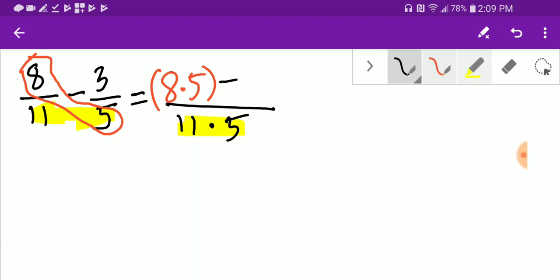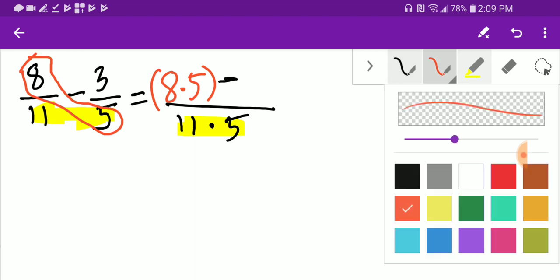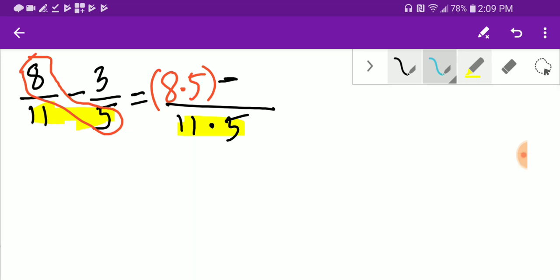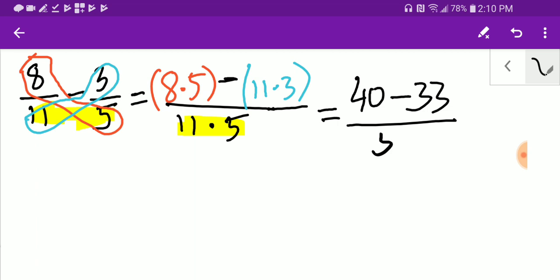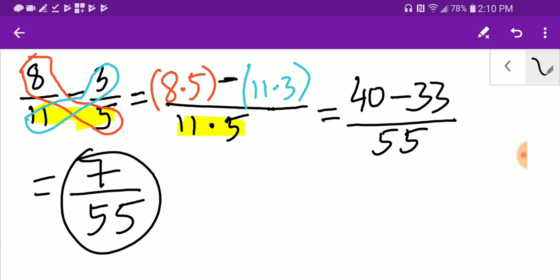Then we have minus. And finally, we're going to multiply 11 in the bottom with 3 on the top. So minus 11 times 3. And let's finish. 8 times 5 equals 40. Minus 11 times 3 equals 33. All divided by 11 times 5, which is 55. 40 minus 33 equals 7. And we have 55 in the bottom. That is our answer, 7/55.